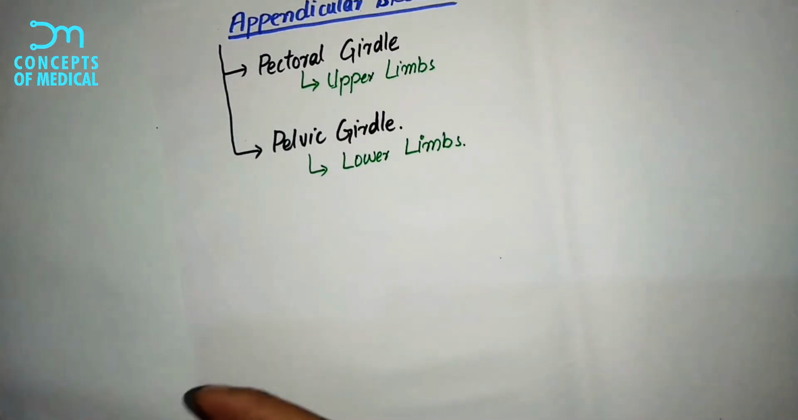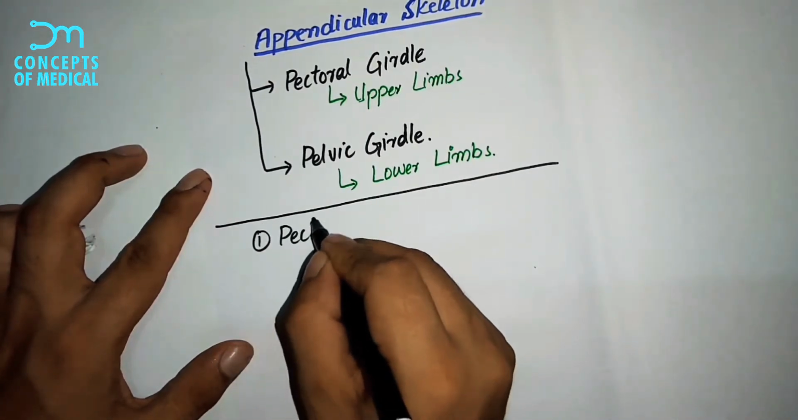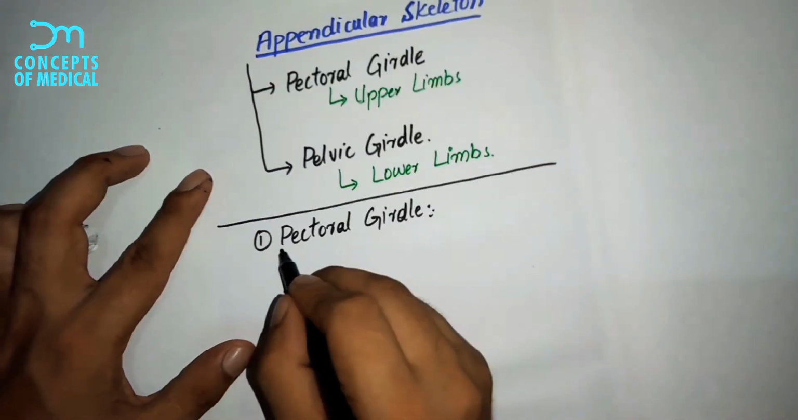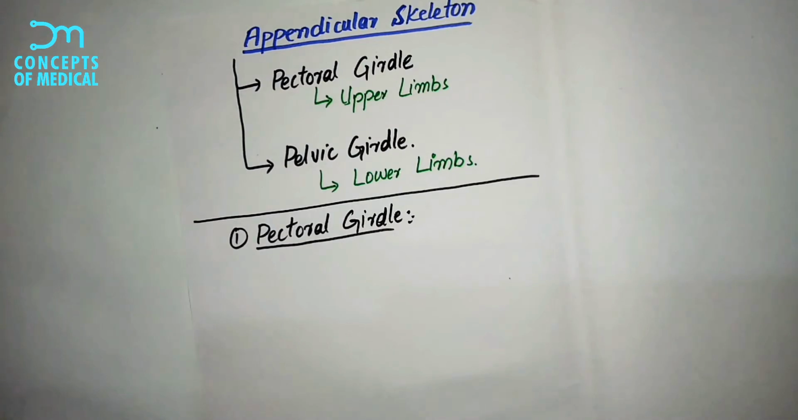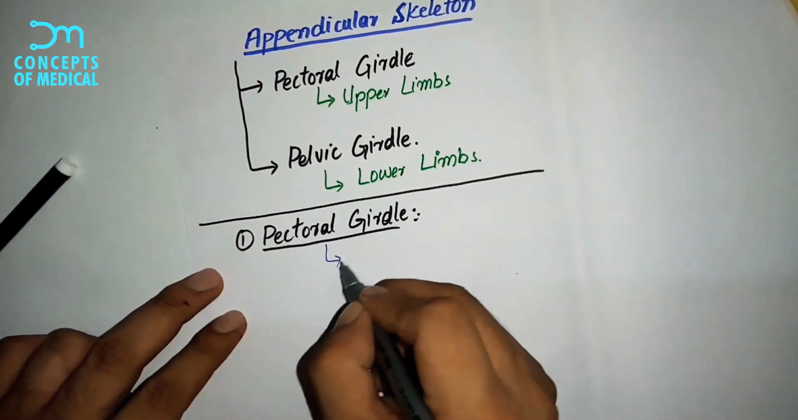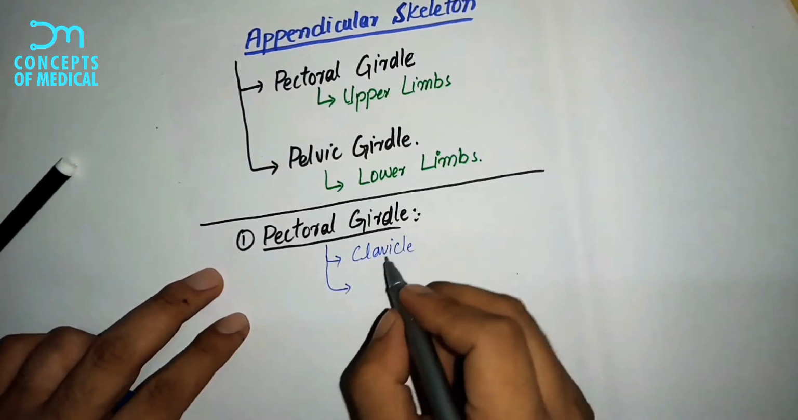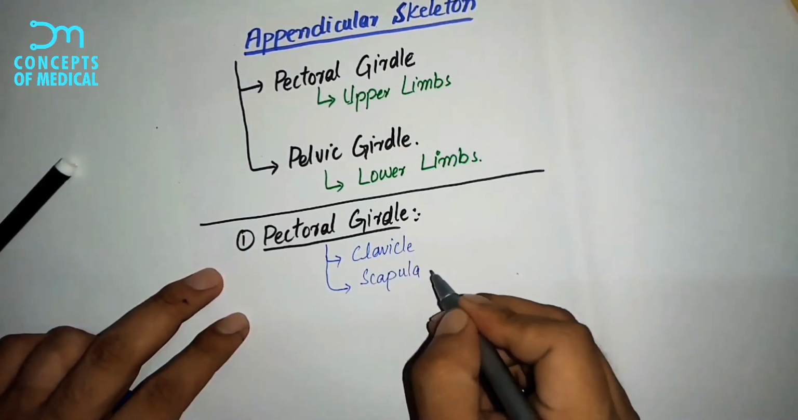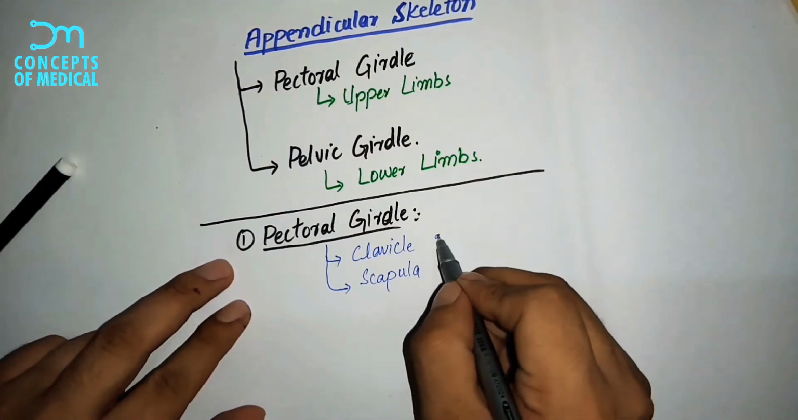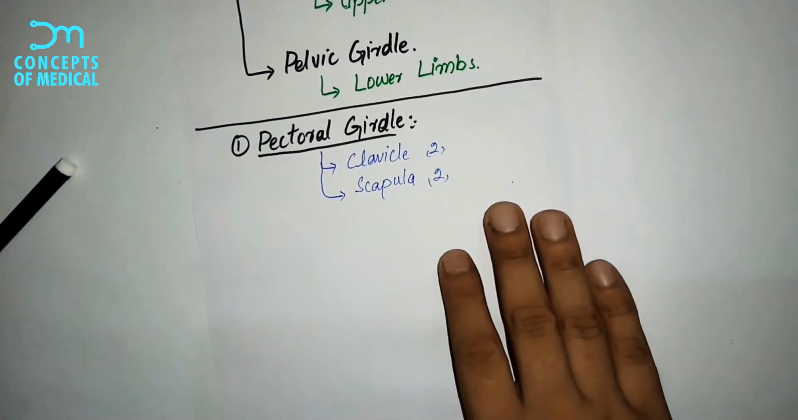First we will cover the pectoral girdle: what is it and how many bones do we have in it? What is a girdle? A girdle is a site to which our extremities or limbs attach. Within the pectoral girdle we have two bones. The first is the clavicle, and the second is the scapula. For one limb we have one clavicle and one scapula, so for both sides we have two clavicles and two scapulae. So this was all about the pectoral girdle.